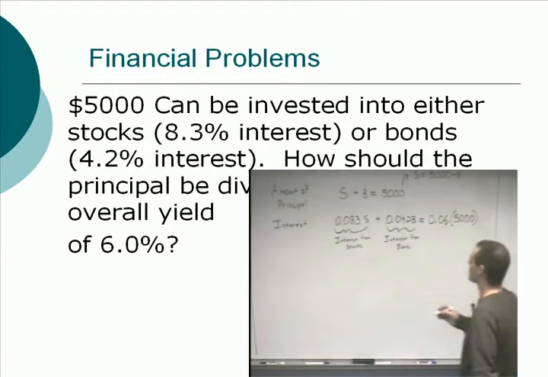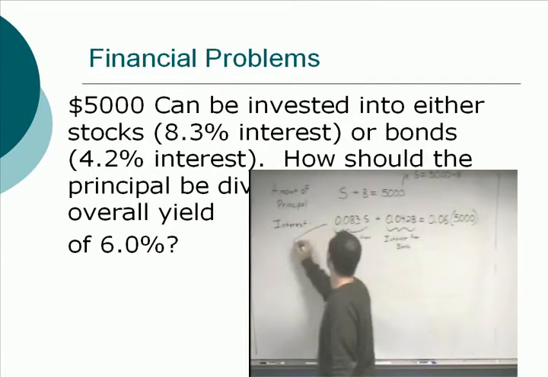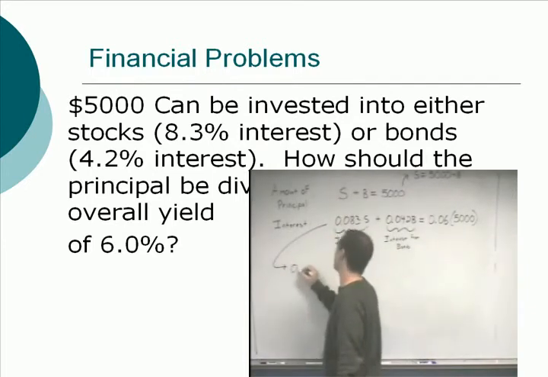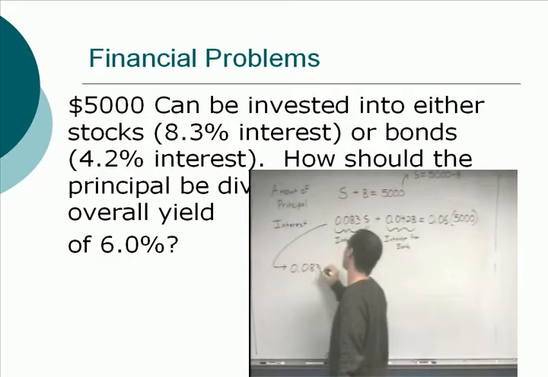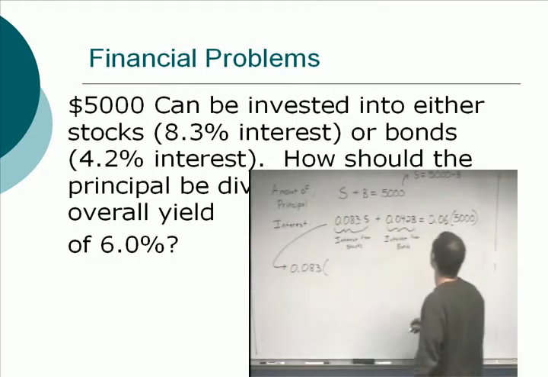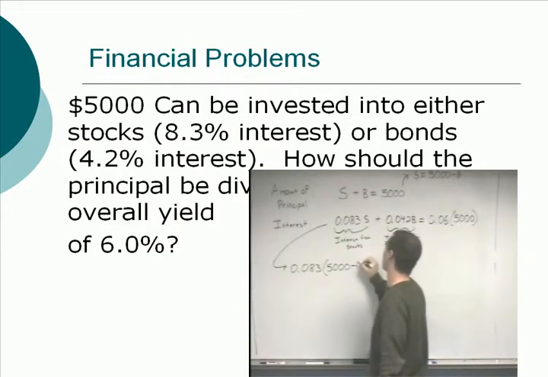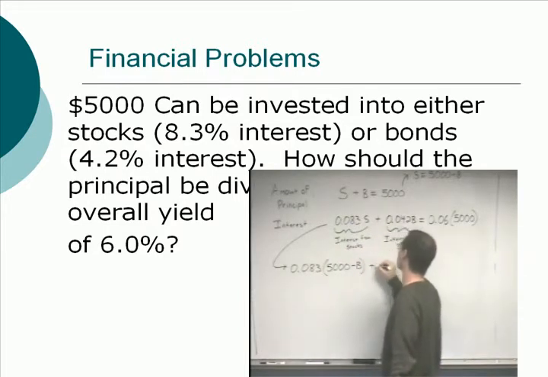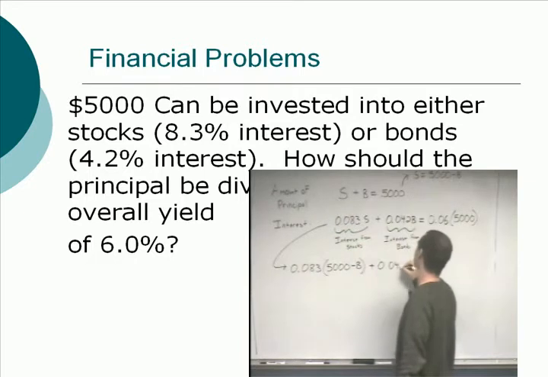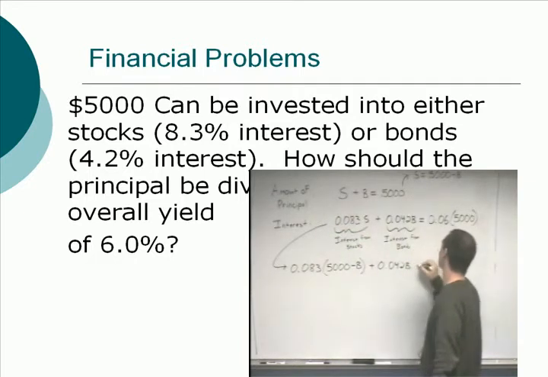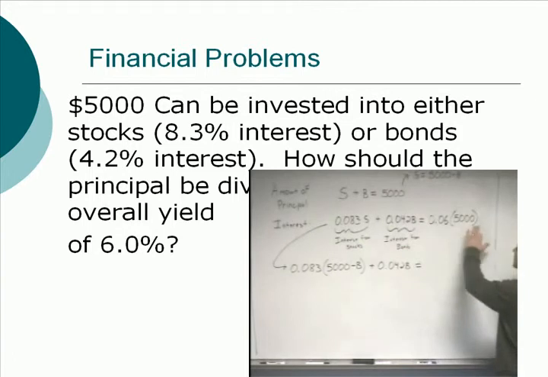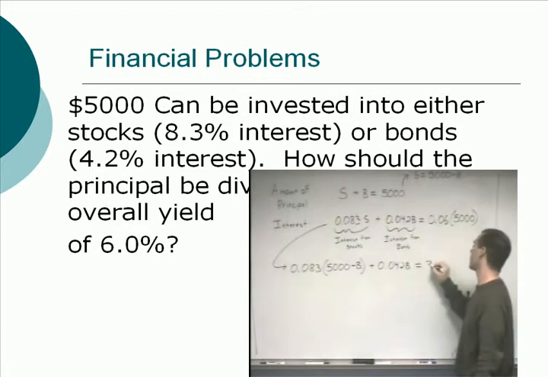So let's make our substitution here. Into this equation, this is going to become 0.083 times S, which is 5,000 minus B, plus 0.042B equals 0.06 times 5,000, which is 300.